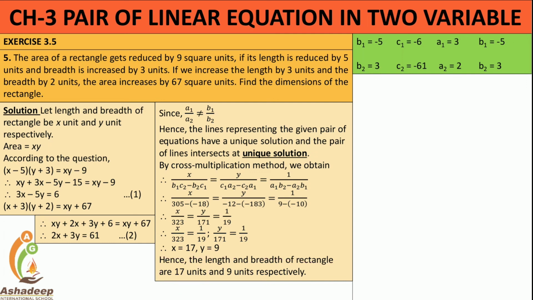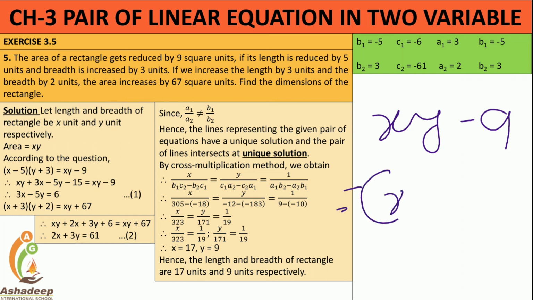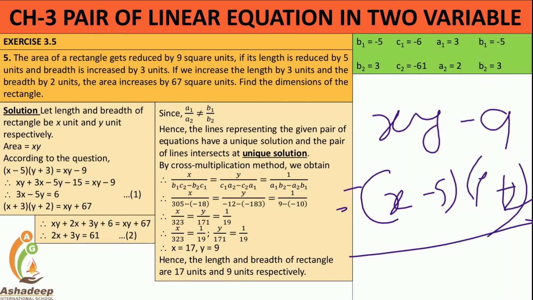Here the main thing that we need to know is the area is reduced by 9. See, the original area is xy. It is reduced by 9, means what? When is it reduced by 9? When the length is reduced by 5 and breadth is increased by 3. At that time, the area gets reduced by 9.